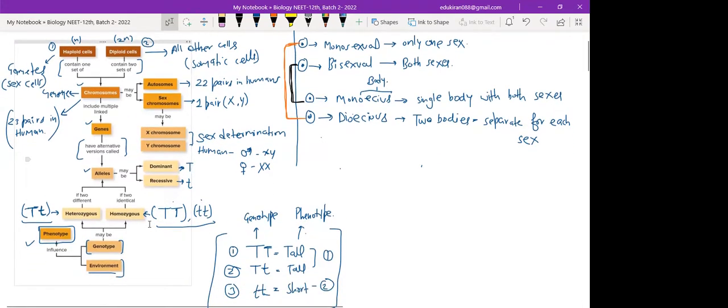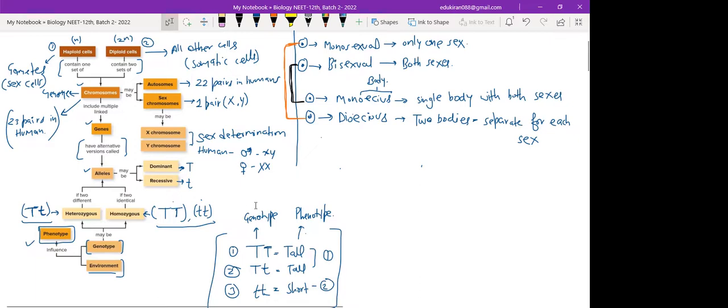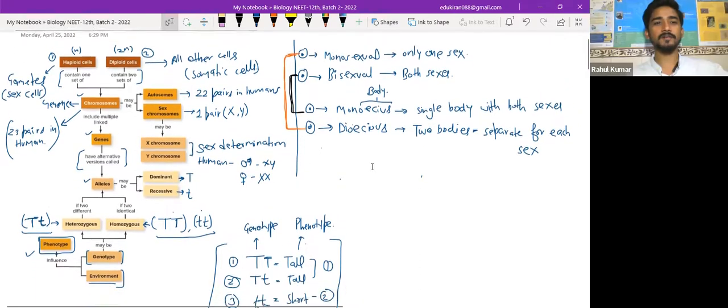Zed, would you like to? Yes. Aisha? Okay, sir. Okay, Zed. Please. So what did we study? What did you understand from this flowchart?